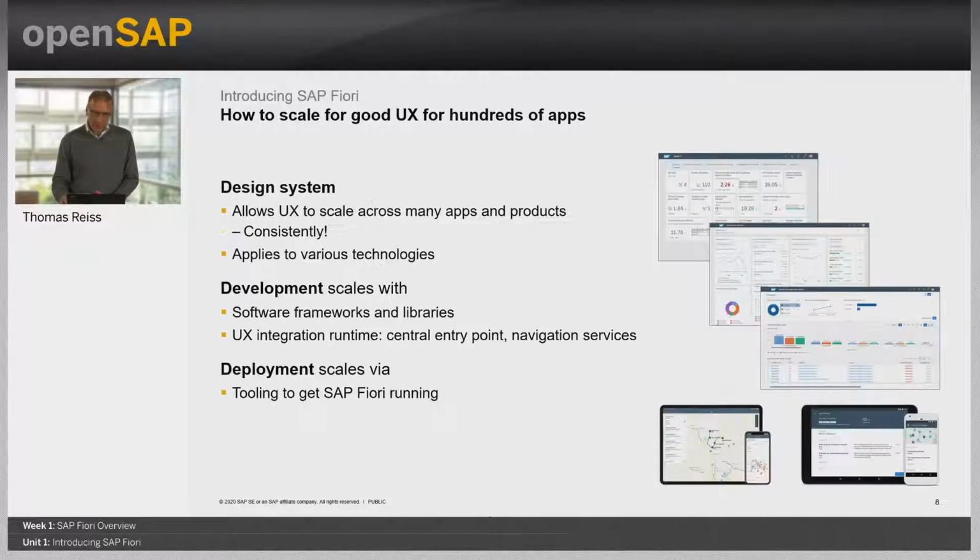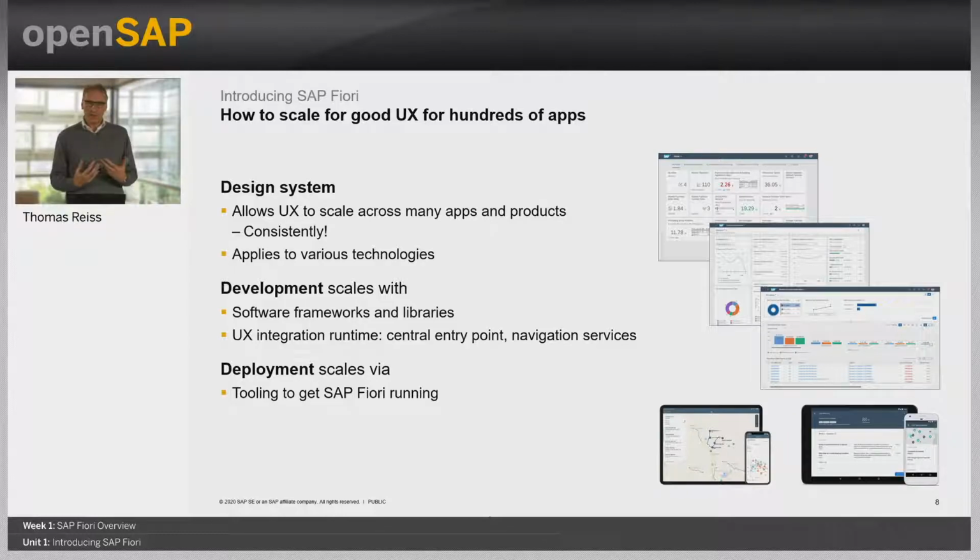And so that's why, if you want to scale to provide a good user experience for hundreds of apps, you need a design system. So basically, the design system allows the user experience to scale across many apps and many products consistently. And also, of course, not just the apps and products, but also for various technologies, so desktop, for example, and also mobile. So that's the key, or the cornerstone, of course, is having a design system.